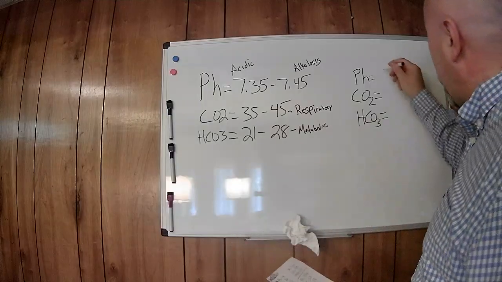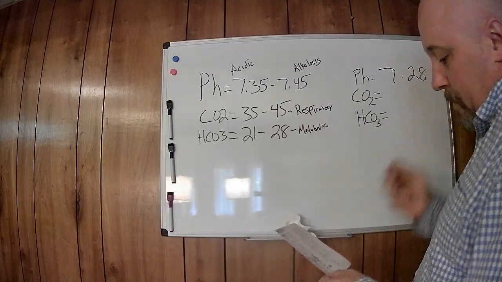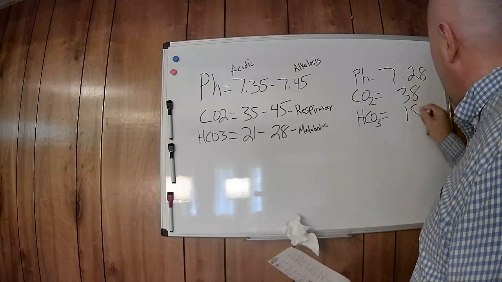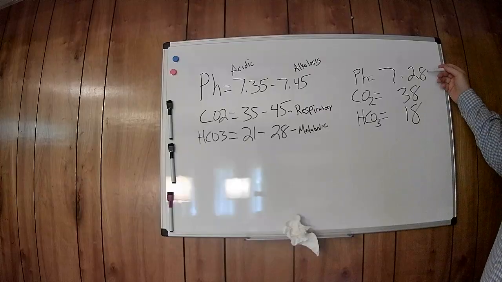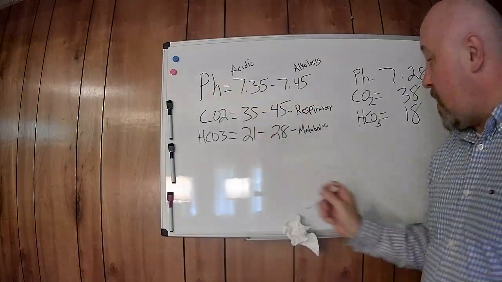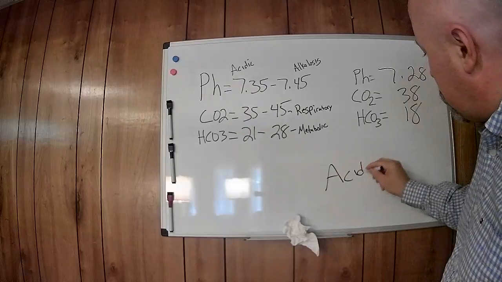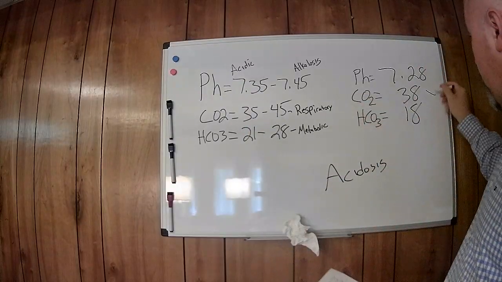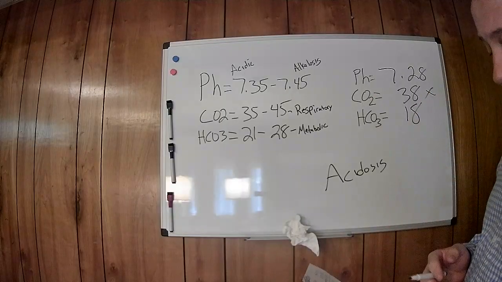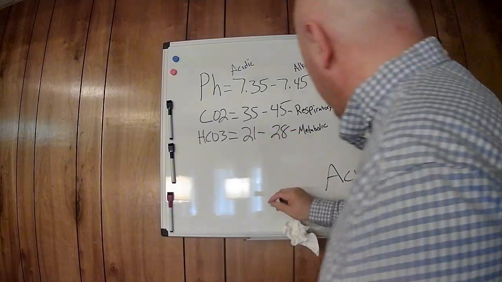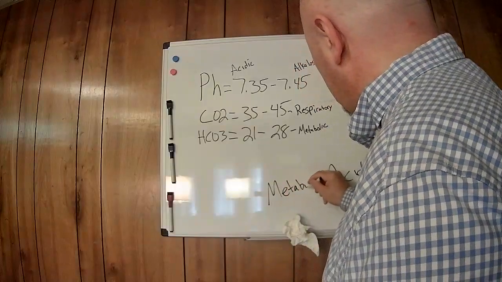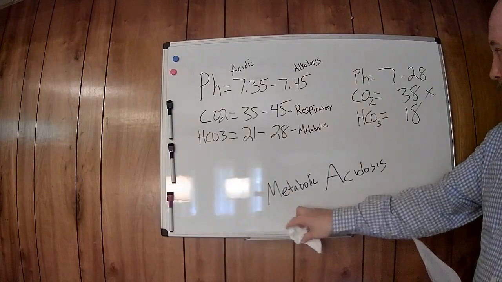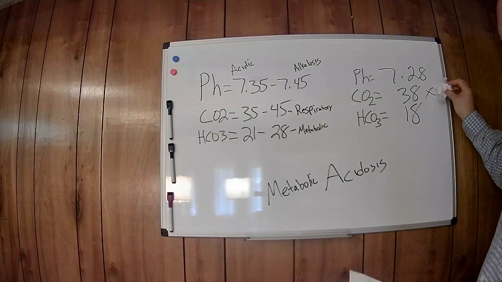pH of 7.28, CO2 of 38, and an HCO3 of 18. Look at our pH, 7.28. That is low. We have acidosis. Our next one's a CO2 of 38. That's normal. That's not the problem. And our HCO3 is 18. That's low. Metabolic acidosis. Now you're thinking, what if our CO2 was off right here?